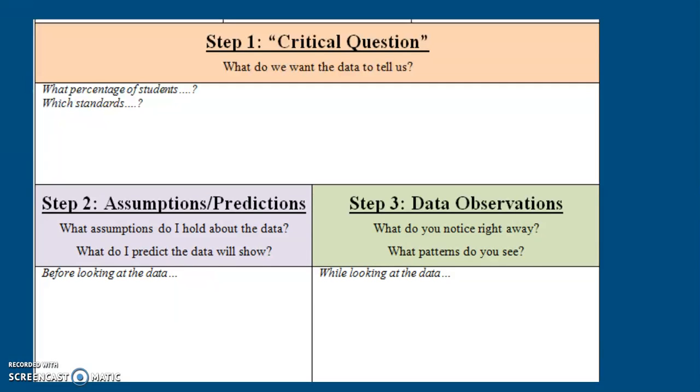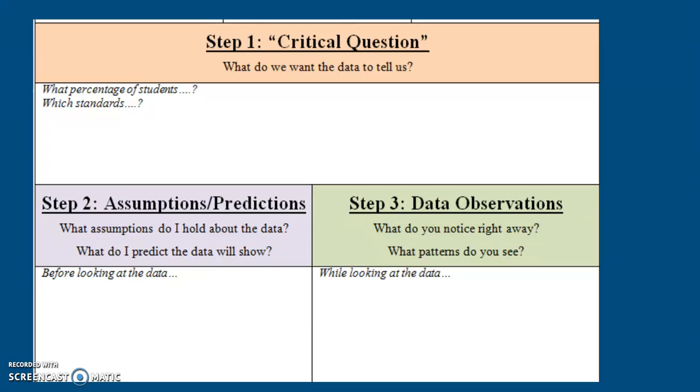Step 2 is done before taking out the data and sharing it with each other, and you're identifying what assumptions you already hold about the data and the topic of the data, and then what predictions do you have. And this sets you up to identify whether you already have preconceived notions, and then later on whether the data confirmed or did not confirm those.